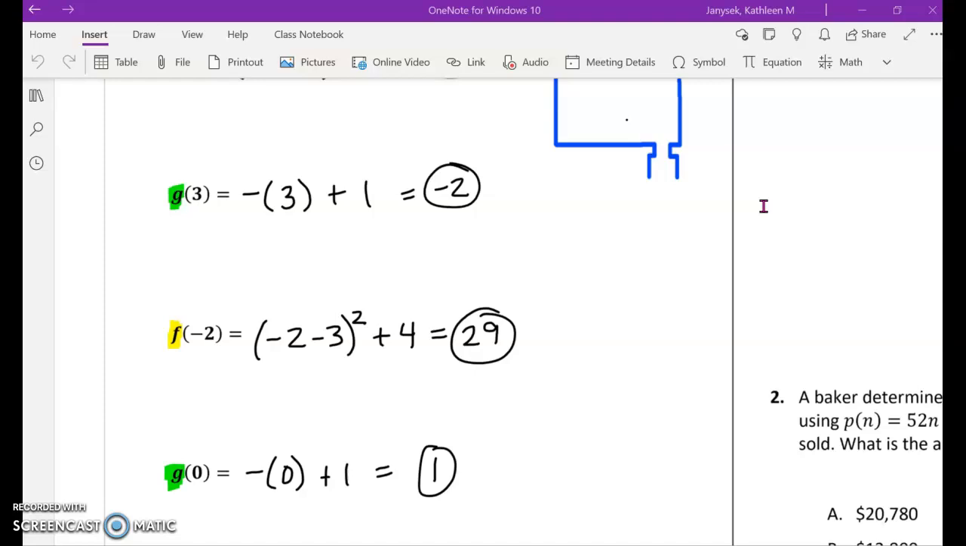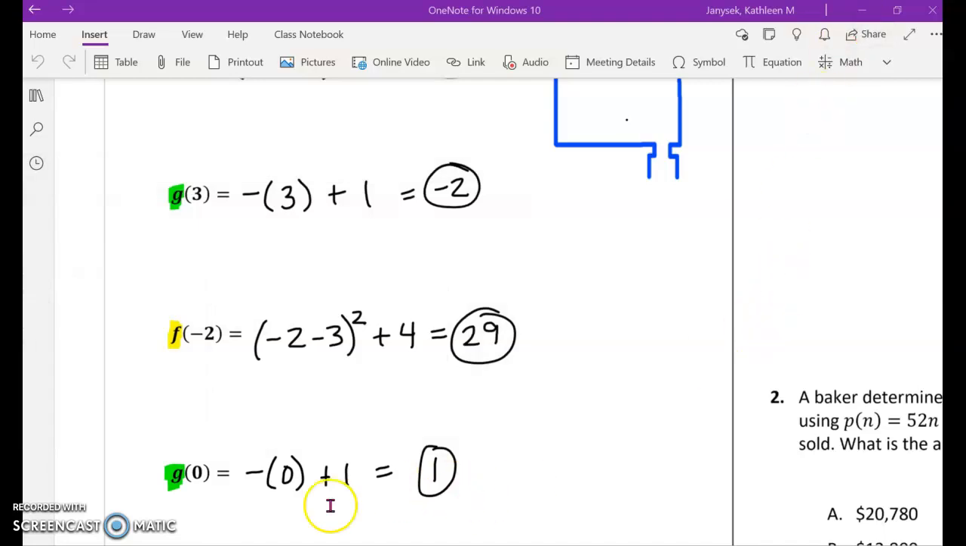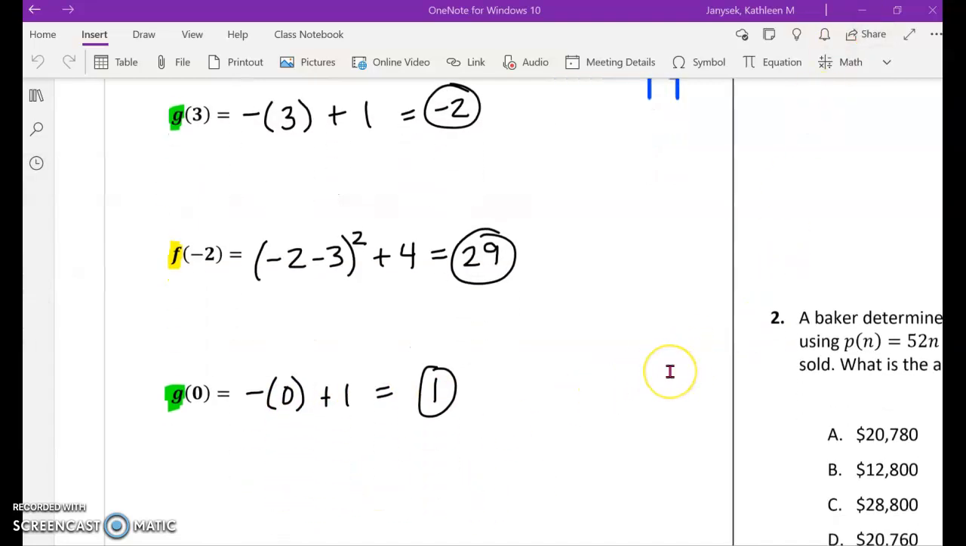And then I typed that into my calculator, honestly. See, here's the calculator. I typed in -2 minus 3 squared on the outside of the parentheses plus 4. And then I hit enter, and it is 29. And then the next one I believe was -0 plus 1, and we get 1. Okay, you can type these whole things into your calculator.